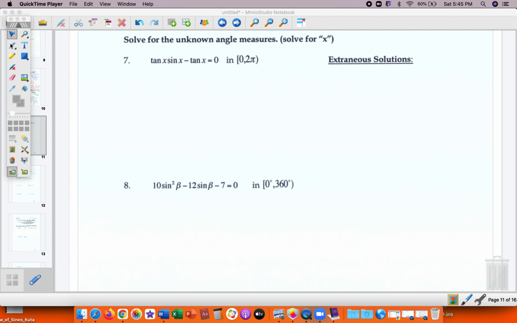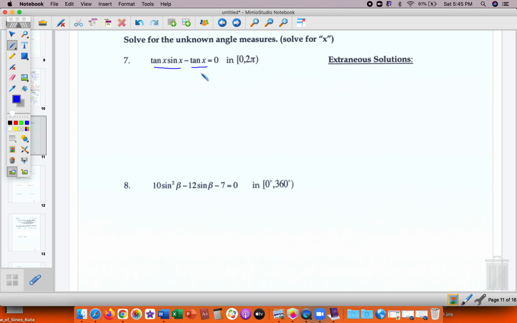Look at the next page. We see problem number 7. So we're going to look at this problem and see what we can do to solve. So we see tan x is part of both terms, so we're going to factor that out. We'll have tan x times (sine x minus 1) equals 0.